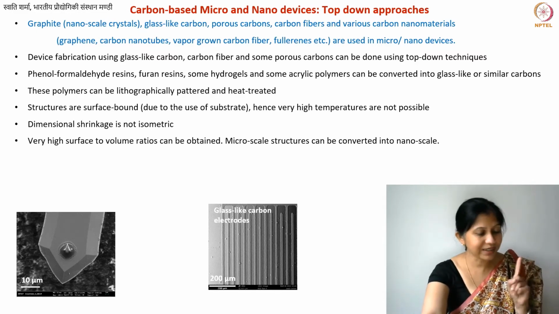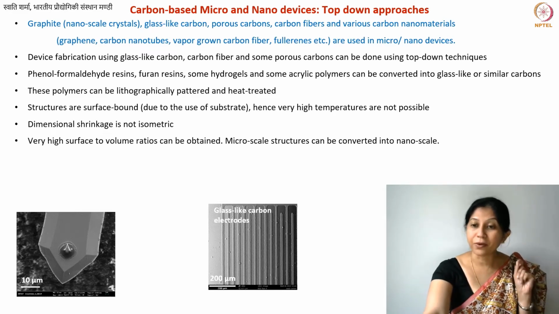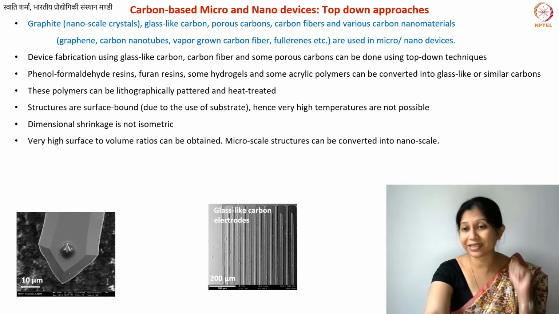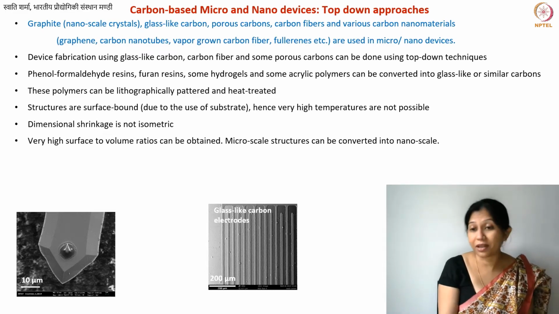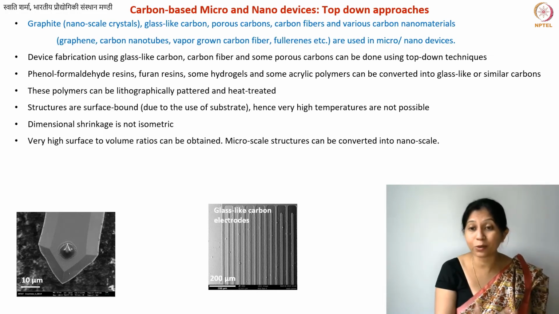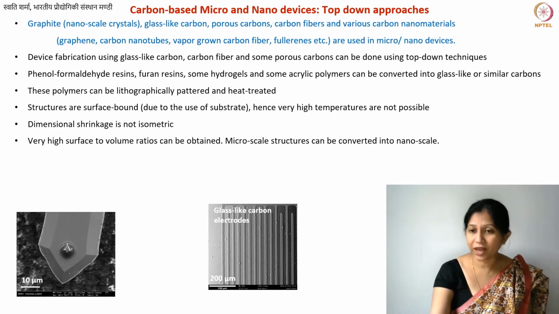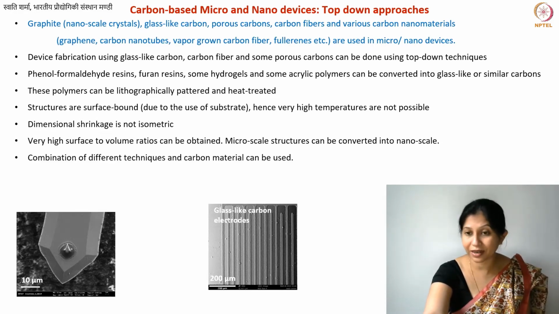One interesting thing is that now we can use carbonization as a tool for converting microscale structures into nanoscale. So if our fabrication technique can only give us microscale structures, but still now because we can utilize the dimensional shrinkage, we can actually convert microscale structures into nanoscale. Why would we do that? To further increase its sensitivity or further increase the surface area.